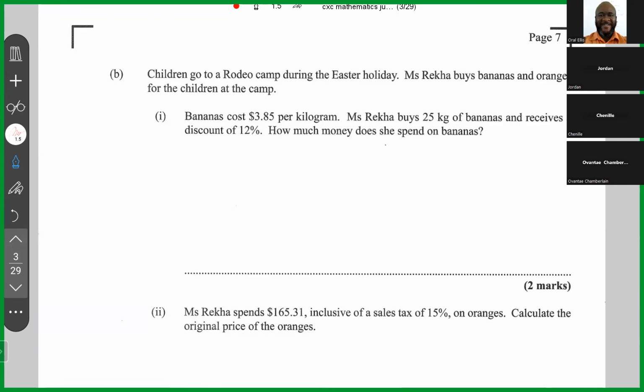Well, the first thing, let us work out the price of the bananas without the discount. The price of 25 kgs of bananas: remember 1 kg costs $3.85, and she bought 25 kgs. So you simply multiply that by 25. So the total cost for the 25 kgs of bananas is $96.25. Now, she received a 12% discount.